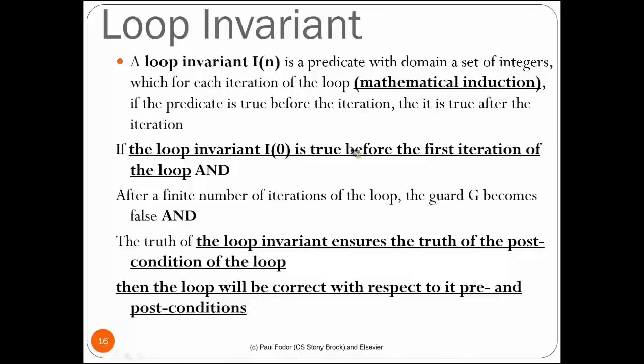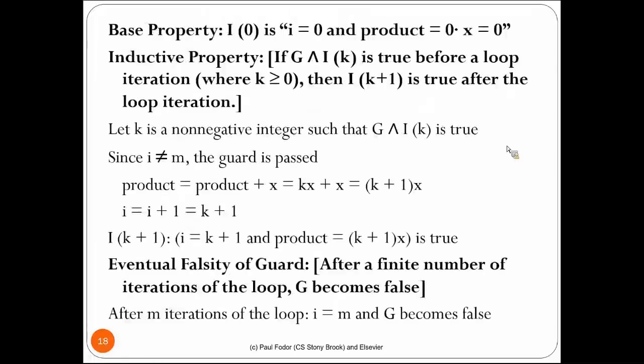So basically, the first condition is that the loop invariant is true before the first iteration. I of 0 is true. So for I of 0, I is equal with 0, and the product is equal with 0 multiplied with x, which is equal with 0, is true. Before we enter the loop, the precondition of the loop is that I is 0 and the product is 0. Now we have to prove the inductive step. So the inductive property is that if the guard was true and I of k was true before a loop iteration for any k greater than or equal with 0, I of k plus 1 is also true after the loop iteration.